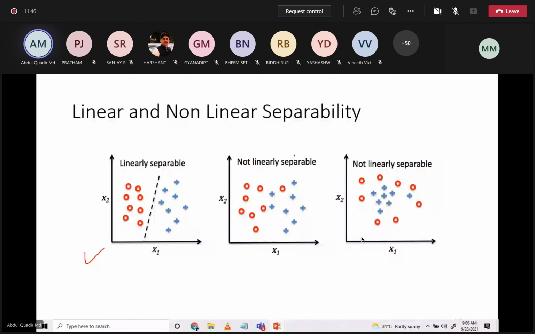Can you separate this? Wherever you put the line, can you see? Wherever I cannot separate, it is non-linearly separable. I cannot classify because both sides are mixed. This is an example of linearly separable and non-linearly separable.